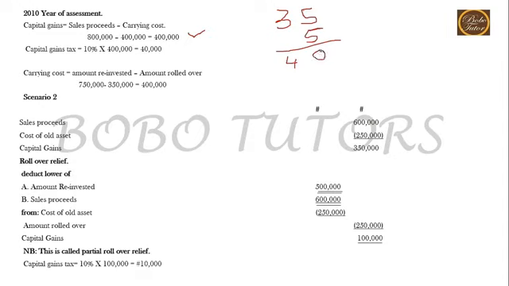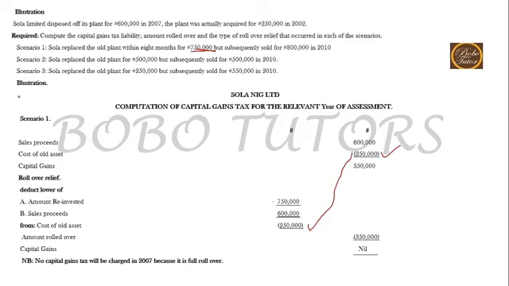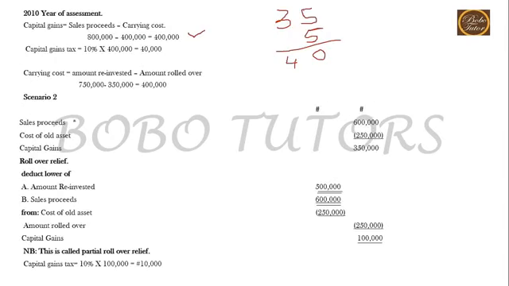Let's look at scenario two, when Shola replaced the old asset for 500,000, but subsequently sold for 500,000 also. So let's look at that aspect. Scenario 2. Sales proceeds 600,000, cost of old asset 250,000, like the previous scenario we did. So for rollover relief, let's deduct the lower of amount reinvested. Remember you purchased new assets for 500,000 under scenario 2, and the sales proceeds of the old asset is 600,000. So the lowest is 500,000. Deduct 250,000 from 500,000 will give us 250,000.